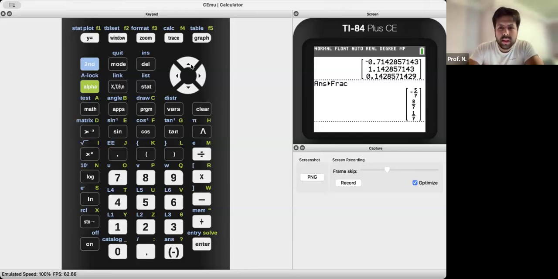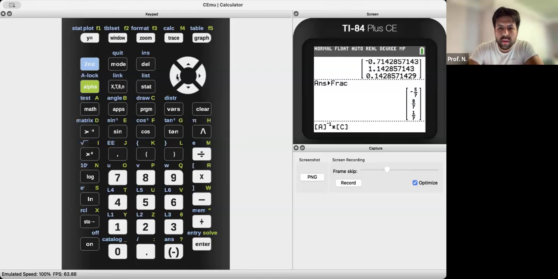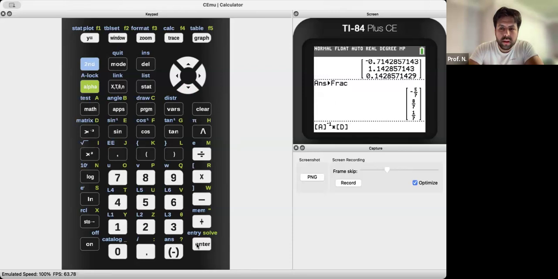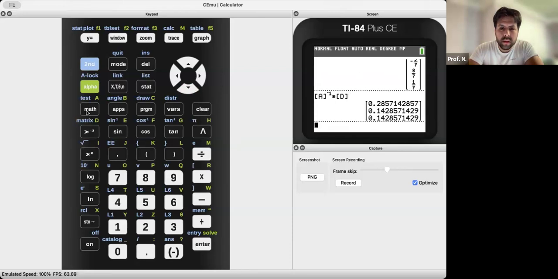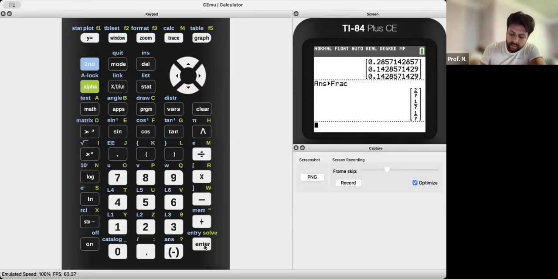And then last but not least, I'll do the second matrix, and I have D. Another. I have 2/7, 1/7, and 1/7.